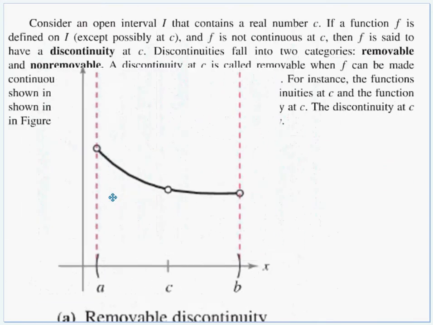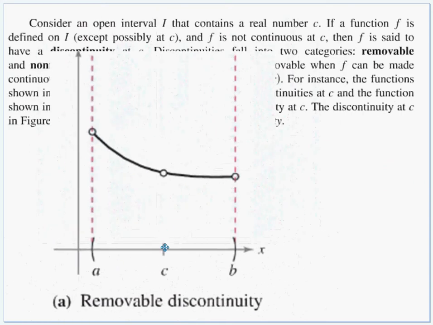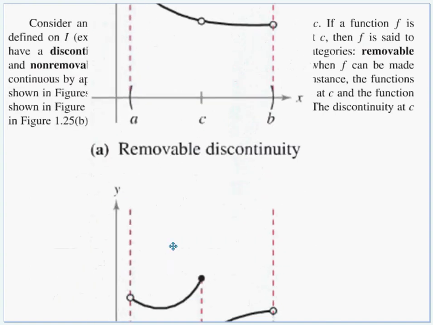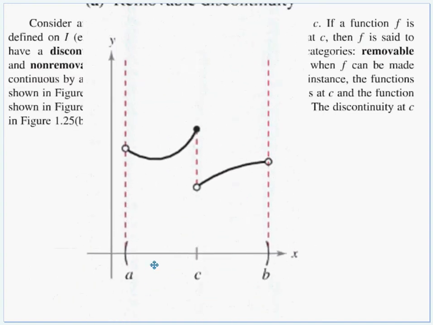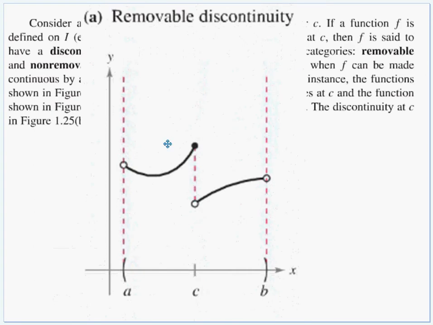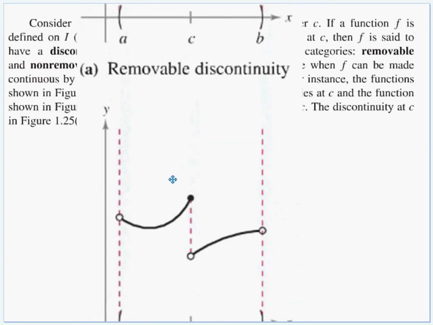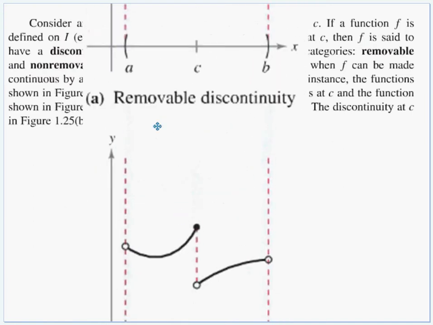Okay, here we go. We have a removable discontinuity. It's just a little hole in the graph. That's not much to get worried about. We can pave over that pothole possibly. This would be a non-removable discontinuity. When you have a big jump like that, no amount of algebra is going to save that function.